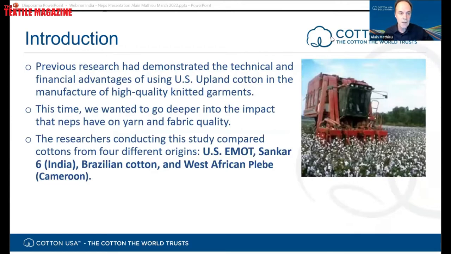Talking about NEPs, we also decided to see the impact of the method of harvesting and ginning of cotton. So we asked the consultants to study cottons from four different sources. Of course, US cotton, Indian, Brazilian, and from West Africa.